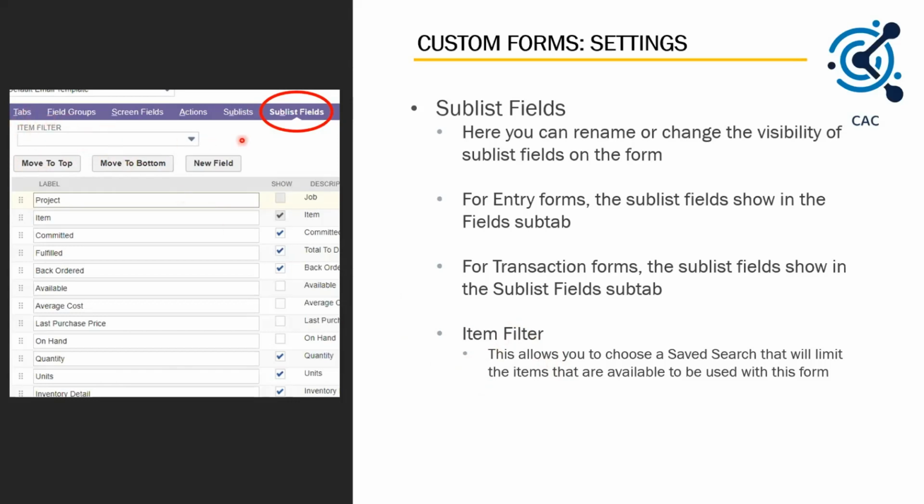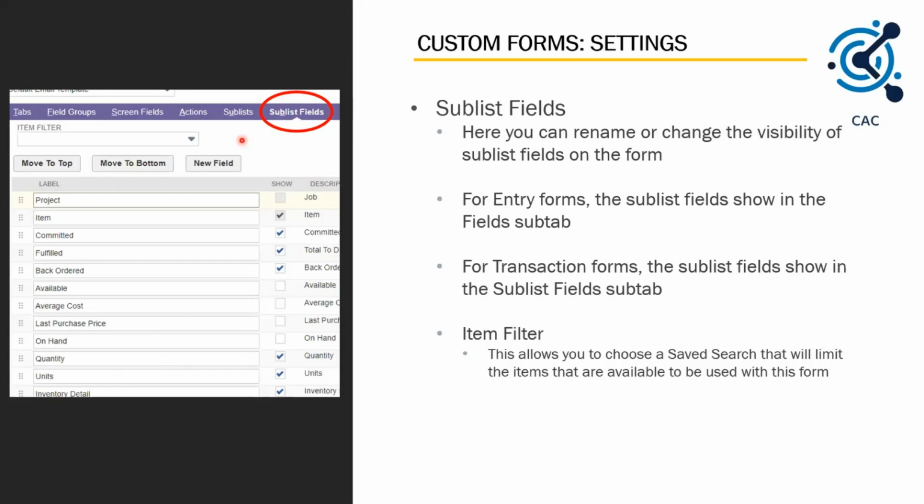This allows you to choose a saved search that will limit the items that are available to be used with this form. So let's say you have different sales divisions within your company. Maybe you have a government sales division and a consumer sales division, and you have products that are specific only to government sales or government agencies, maybe like GSA type items. You can create a saved search that defines a list of items, and that list of items are the only ones that will be visible when using this form.